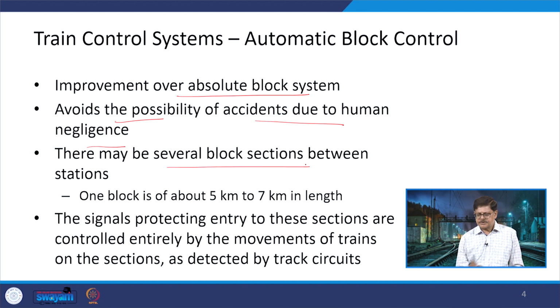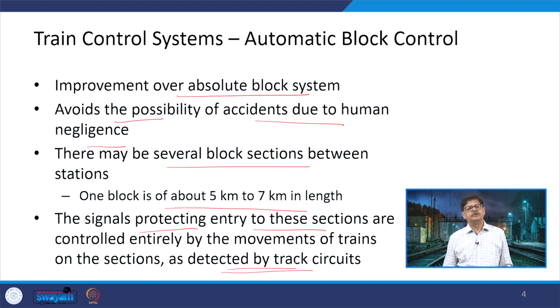Now, there may be several block sections between the stations, and one block is of about 5 kilometers to 7 kilometers in length. Now, signals protecting the entry to these sections are controlled entirely by the movements of the trains on the stations as detected by the track circuits. So, we have discussed train detection systems where we talked about the track circuits, and we talked about the axle counters. Those are the things which are going to be utilized here, and they will help in automatically turning the signals on and off with respect to the movement of the train.